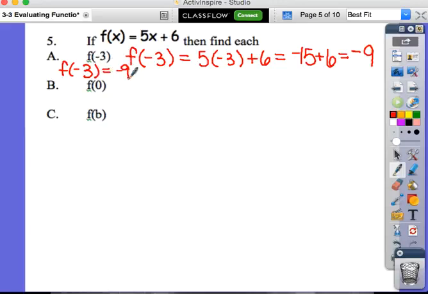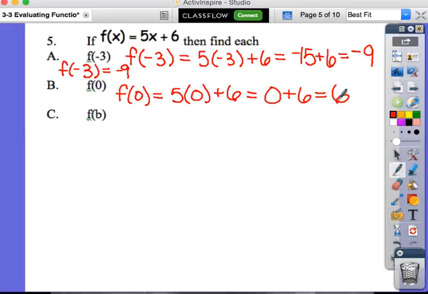You're doing exactly what you were doing with the t-charts. It's not any different. All right, let's find f of 0. So f of 0 equals 5 times 0 plus 6. Well, 5 times 0 is 0 plus 6, which is 6. So you can come over here and write f of 0 equals 6.